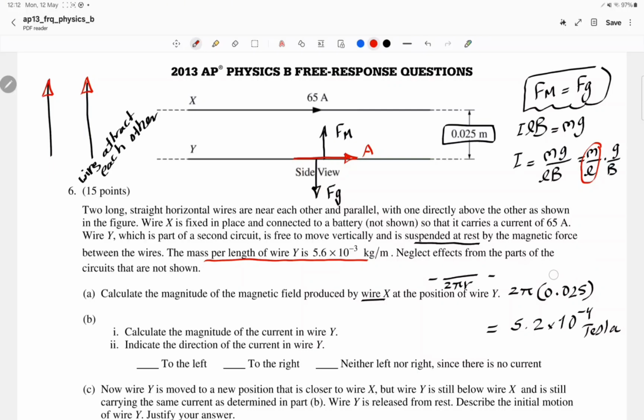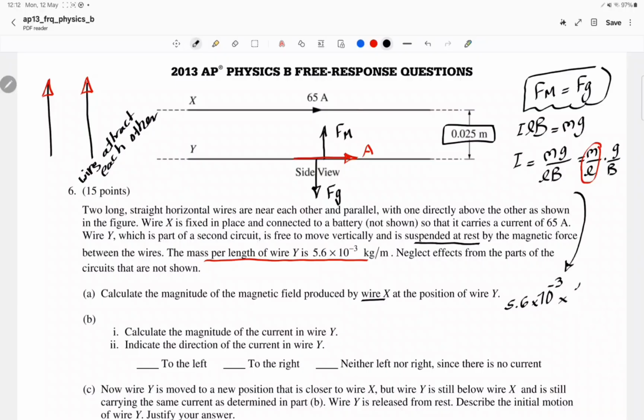So here we're going to have 5.6 times 10 to the power of negative 3. G is 10, and B is the field that we found in part A, which was 5.2 times 10 to the power of negative 4. So let's do the math. And I got 108 ampere.